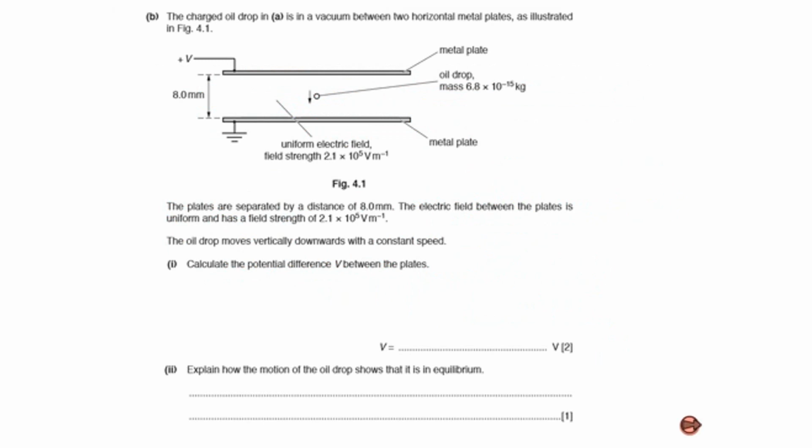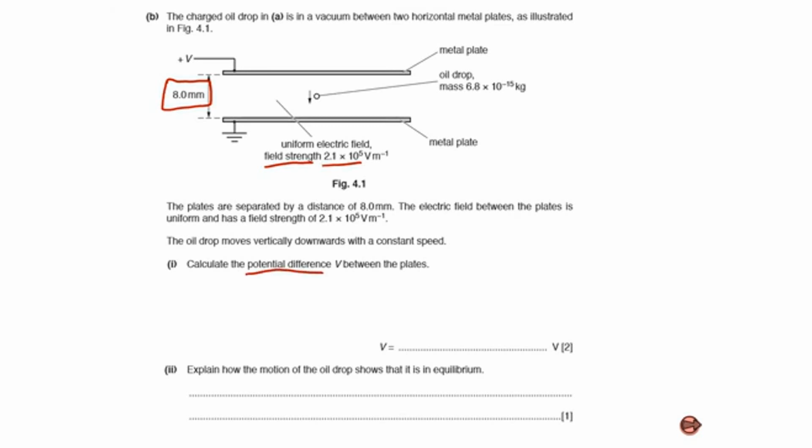Okay, so let's try to answer part B now. Part B. In this case, the electric field is given to us. So the first thing we need to understand is what is given to us. We can say the separation between plates is given, that is 8.0 millimeters, and also the electric field is given to us, that is equal to 2.1 times 10 to 5 volts per meter. Now, what we need to find. The question is asking us to find the potential difference V between the plates.